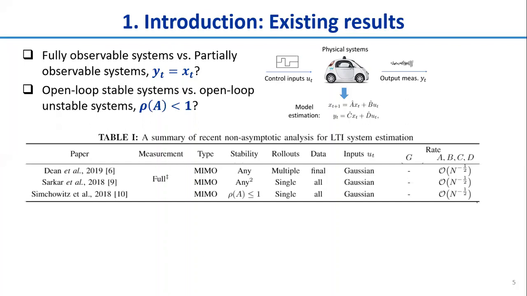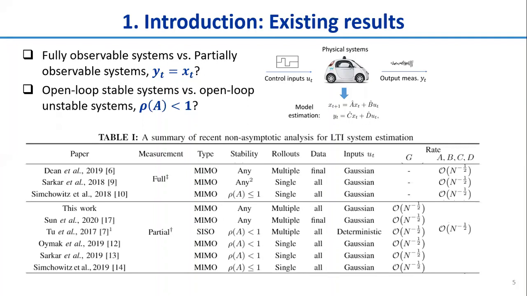For the identification of partially observable systems, many recent results assume that the system is open-loop stable. This means the spectral norm of the matrix A is less than 1. And unfortunately, this requirement is very restrictive. For example, here we have a very simple second-order system, which is obtained from a discretization of Newton's second law. And this system has a spectral norm of 1. And then many non-asymptotic results are not directly applicable to this simple system.